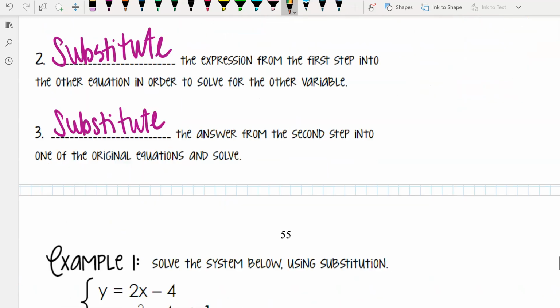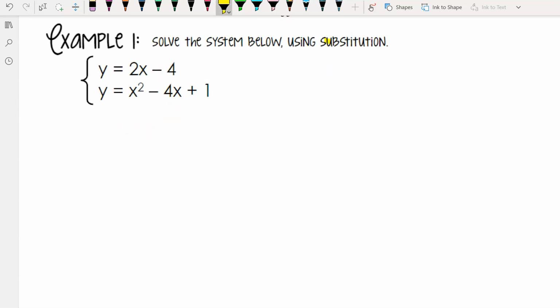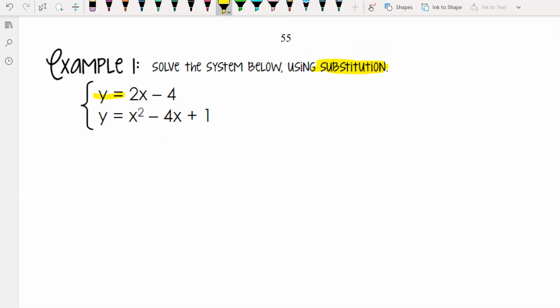Okay, so we're going to do a couple together. On page 55, we're going to take a look at an example. We have y equals 2x minus 4 and y equals x squared minus 4x plus 1. You can see that it's telling us to do substitution. If you remember from systems before, if you have y equal to something and another y equal to something, these are the same y's. So we're going to set the equations equal to each other.